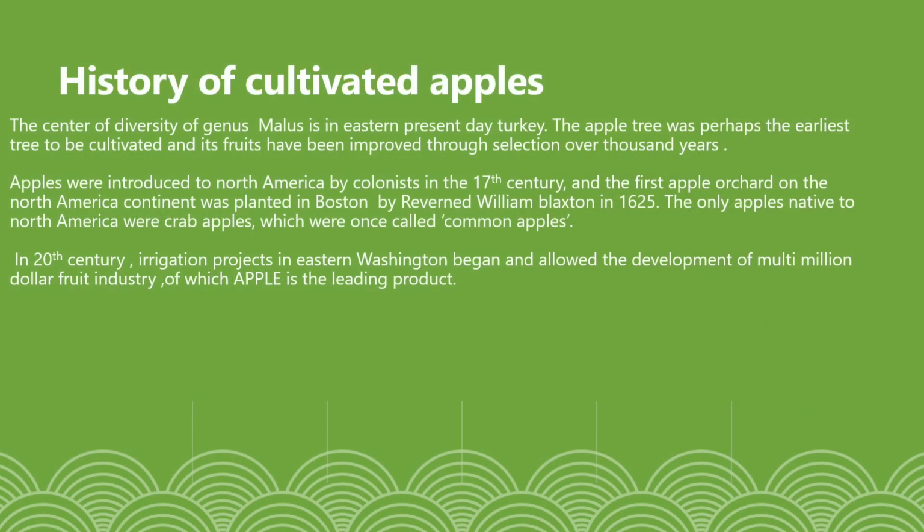As far as the history of cultivated apples is concerned, the center of diversity of genus Malus is in eastern present-day Turkey. The apple tree was perhaps the earliest tree to be cultivated, and its fruit has been improved through selection over 1,000 years.